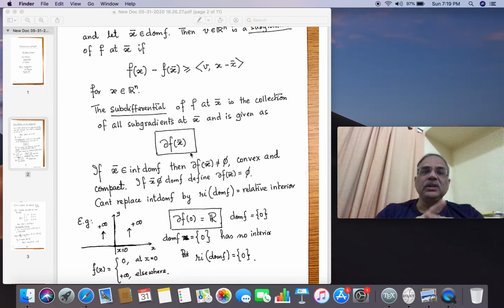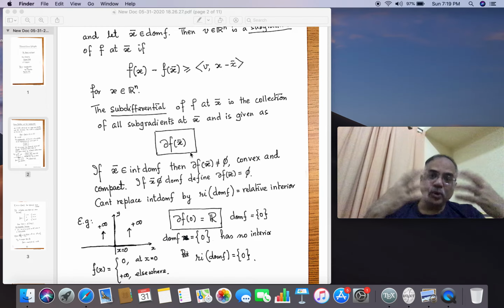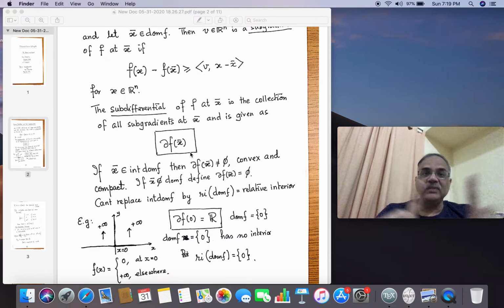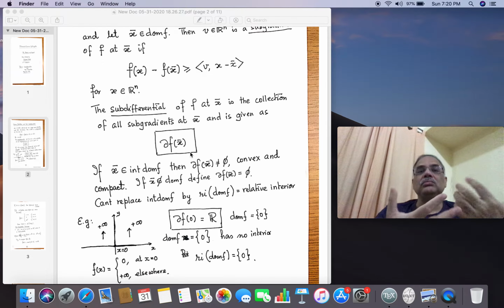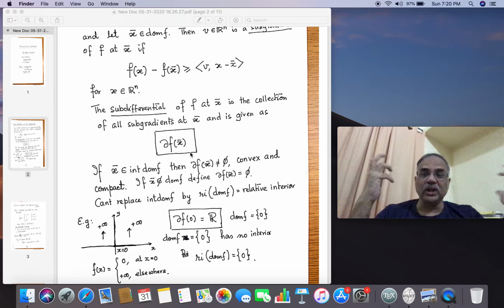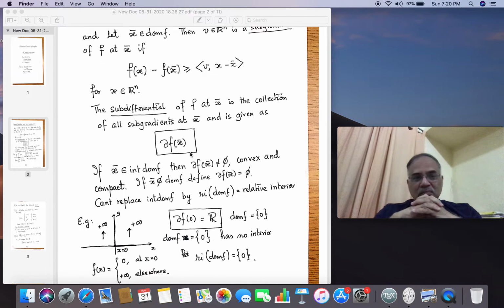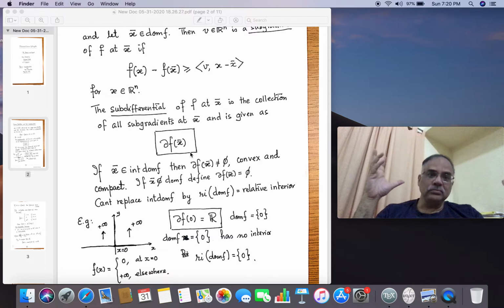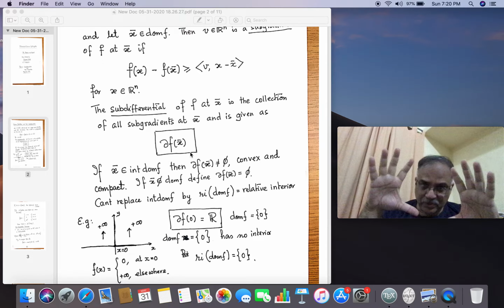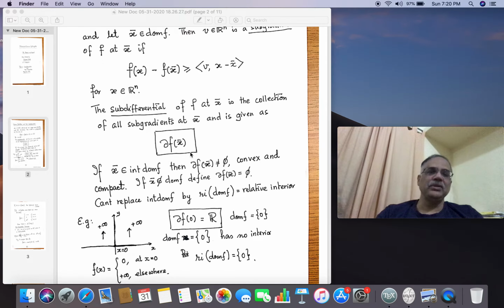One very important thing in convex optimization is that we are moving to a notion of a derivative even at a point which doesn't have the derivative in the usual sense of the gradient. There we have moved over to a notion where the derivative is replaced from a vector to a collection of vectors, a set. So if x bar is in the interior of dom f, then del f(x bar) is non-empty, convex and compact. Of course, if x bar is not in dom f, we have to define del f(x bar) as the empty set.